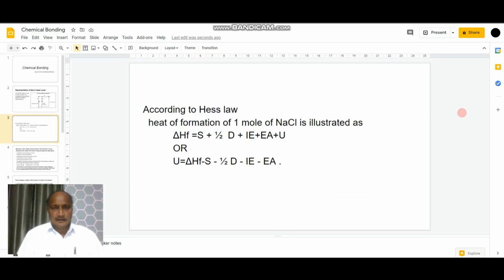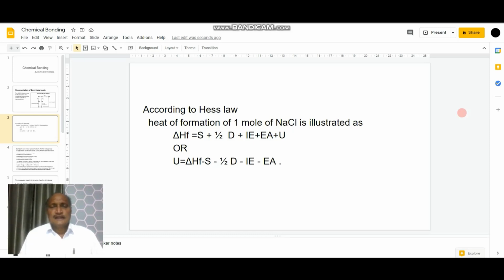According to Hess's law of heat of summation, the heat of formation of 1 mole of sodium chloride, illustrated as delta HF, is equal to the sublimation energy S plus the dissociation energy D. Obviously, for one sodium atom, the dissociation energy will be 1/2 D, plus the ionization energy, plus the electron affinity, plus the lattice energy, that is U.